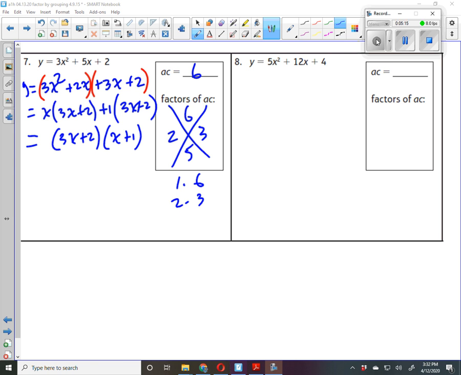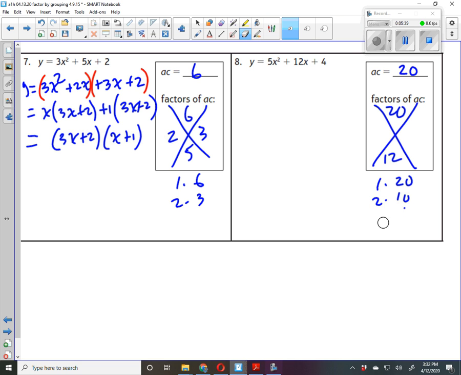Okay, so number 8, just to give you an idea what's going on here, 5 times 4 is 20. So we're looking for factors of 20 that add up to 12. And this can be a little more challenging. 1 times 20, 2 times 10, not 3 times 4, 4 times 5, hello. 4 times 5, and clearly the 2 and the 10 are what add up to 12. 2 and 10. So I'm going to stop. I'll finish it and let you see it.